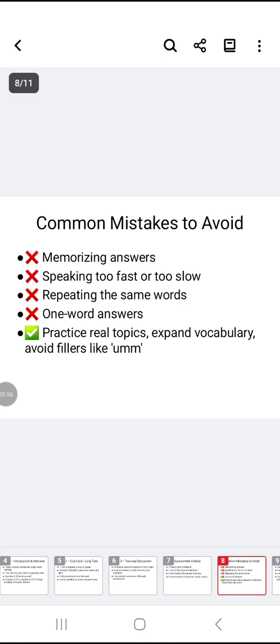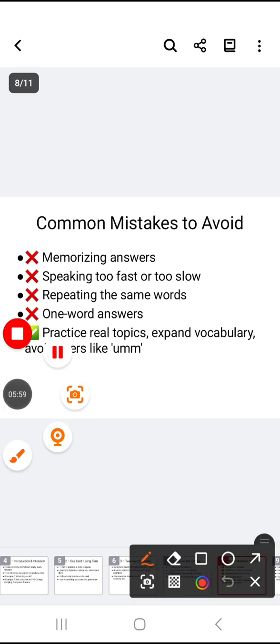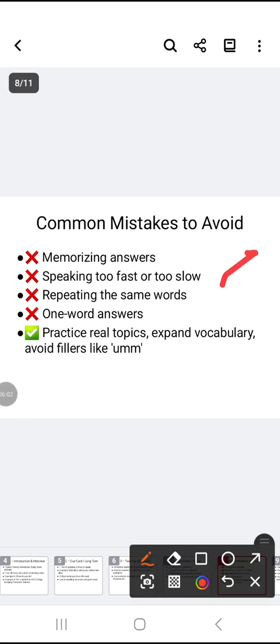Speaking too fast or too slow, this point should be noted. You don't need to speak too fast or too slow. Just speak normally and formally so that you can express your opinion. Do not repeat the same words. Do not give one-word answers. Always add 2 or 3 words to give your answer. Practice real topics, expand vocabulary, and avoid fillers. These types of words should be avoided. I think you have understood.